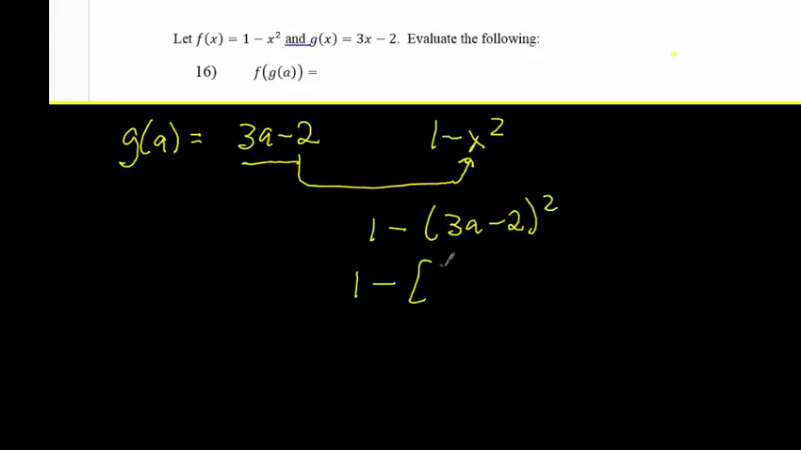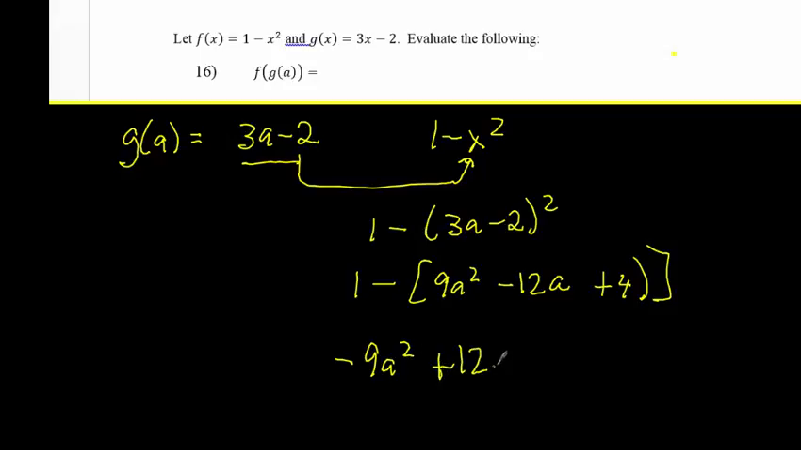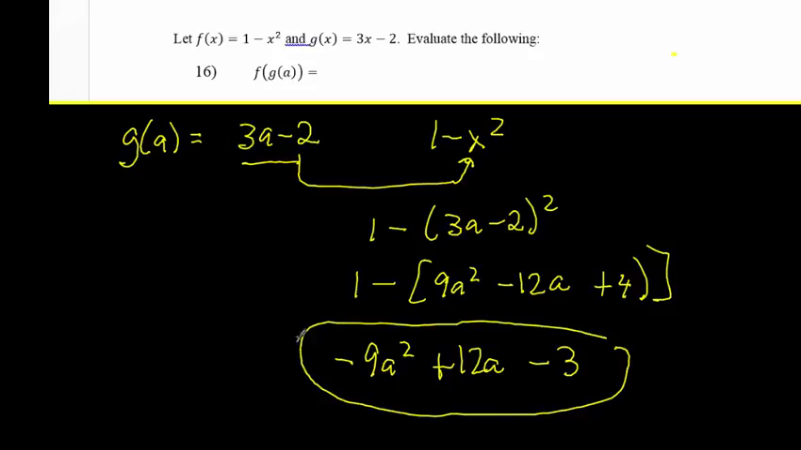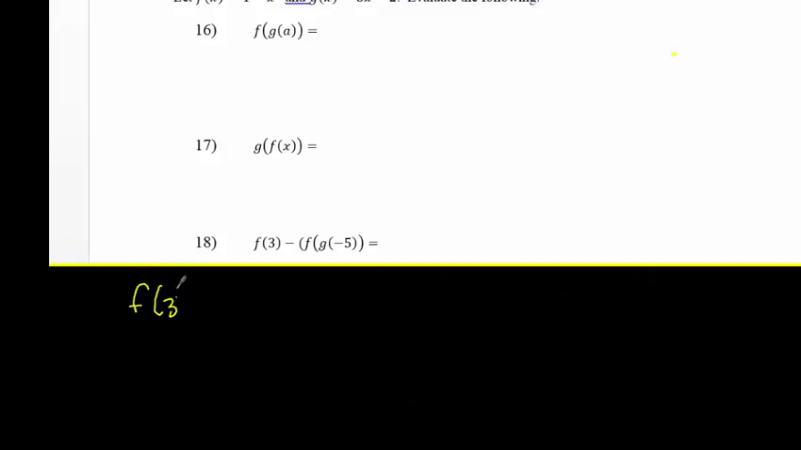So I'd have 1 minus, and then this would become 9a squared, minus 12a plus 4. And so I'm doing 1 minus that. So the answer is going to become, putting it in right terms, negative 9a squared plus 12a minus 3. And so that is the evaluation of f of g of a.